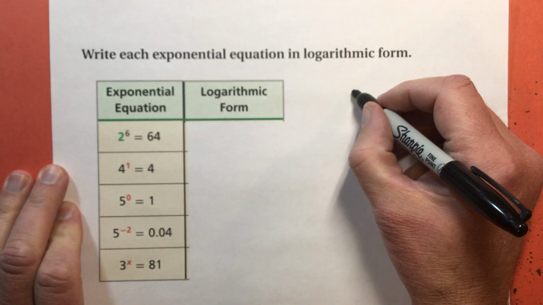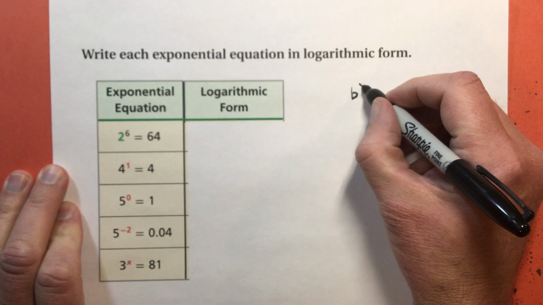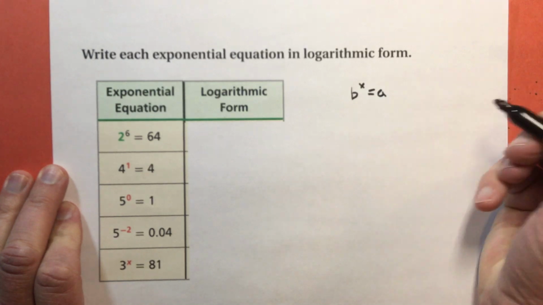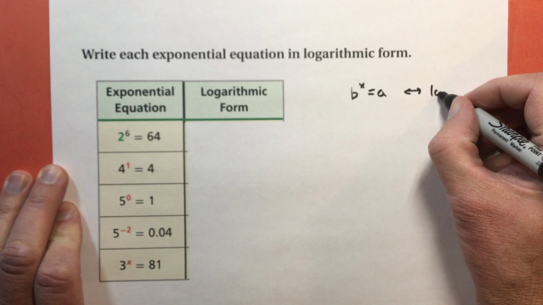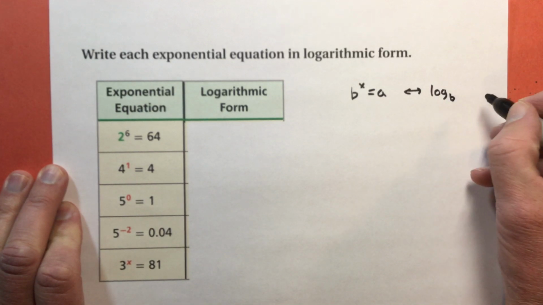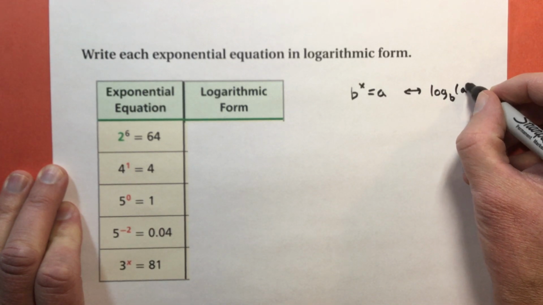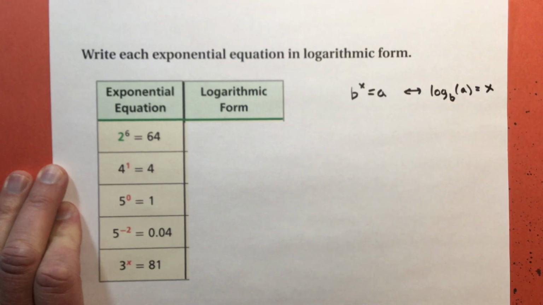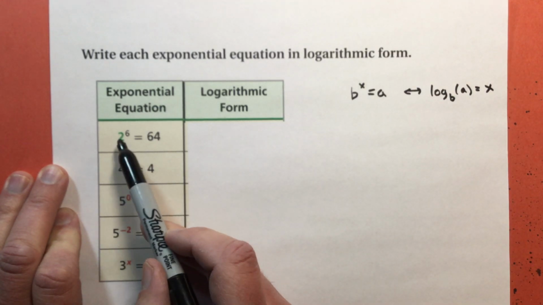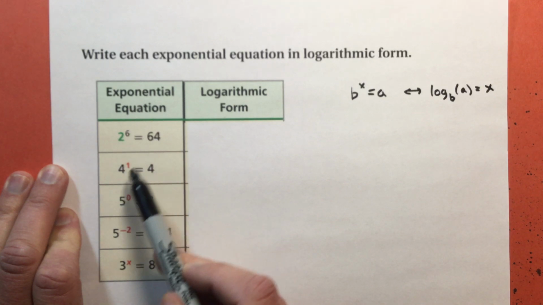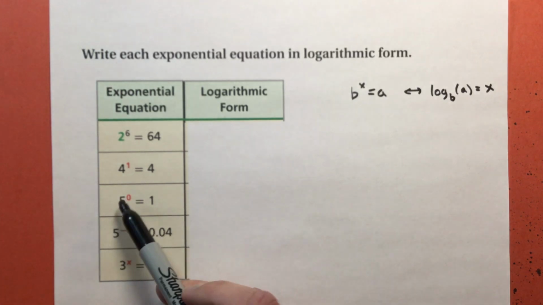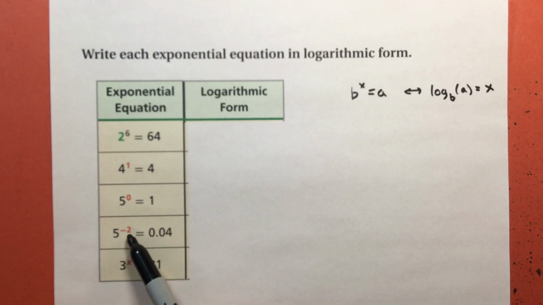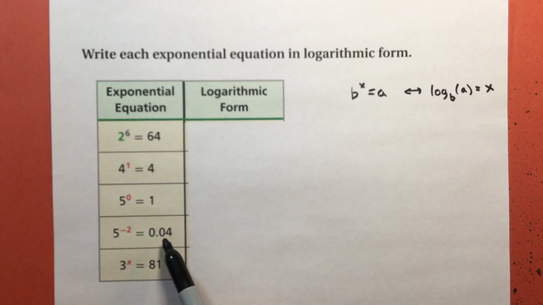So if I have b to the power of x equals a, then this can be switched back and forth with log base b of a equals x. So each time I have 2 to the power 6 equals 64, 4 to the power 1 equals 4. These exponential equations, they're all true. 5 to the 0 power equals 1. 5 to the negative 2 power is 1 over 25, which is 0.04.